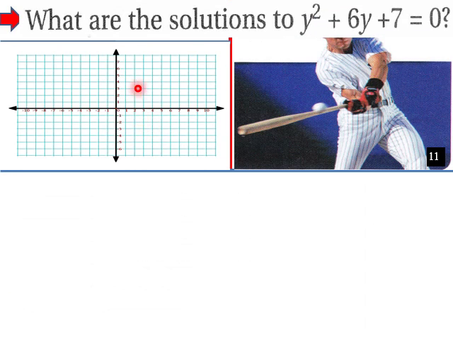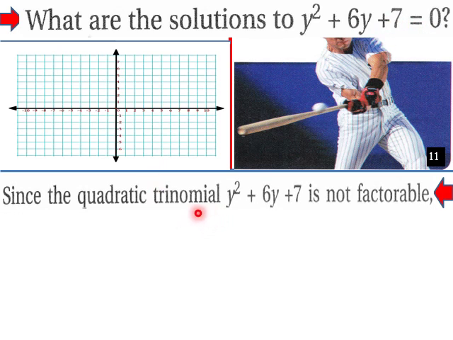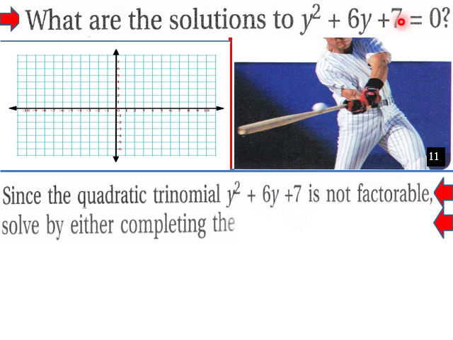Okay, so we've got a situation. What are the solutions of y squared plus 6y plus 7 equals 0? So we need to find that. Since the quadratic trinomial is not factorable, there's no way we can get our b from the factors of our constant here.